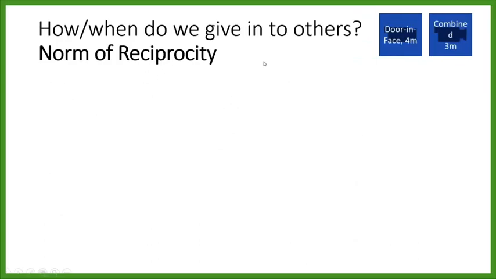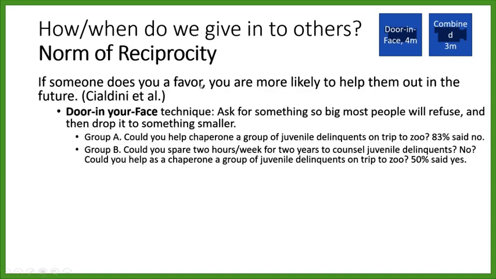So a little bit more though, how and when and in what situations do we give in to others? The norm of reciprocity is this idea that if someone does you a favor, you're more likely to help them out in the future. You can imagine that if someone helps you push your car out of the way and says, oh my gosh, I'm thirsty, do you have an extra water bottle? You're more likely to give them a water bottle than if the person just approaches you without first helping you push your car out of the road or something like that.